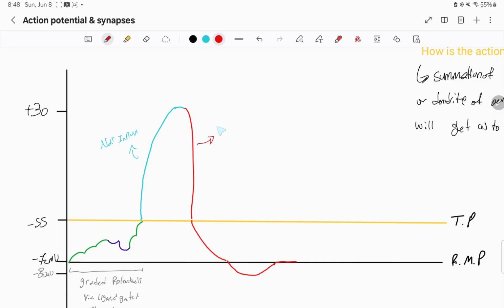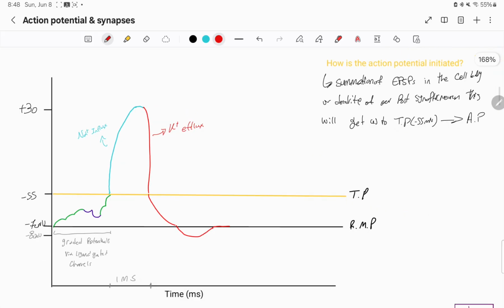This red portion, repolarization. What ion do we know that is positive and likes to leave the cell, which will then make the cell more negative? Well, that has to be potassium. So this is potassium efflux. Efflux means exiting. E for exit, I for inward.